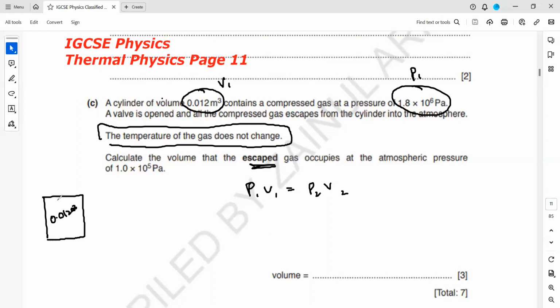And the pressure of the gas inside, like there are gas particles, the pressure of the gas inside is 1.8 × 10^6 Pascal. Now what happened? The valve is open. So on one side we open the valve. I'll draw another figure to explain the idea. So the valve is open.